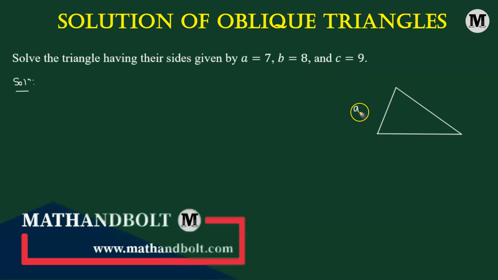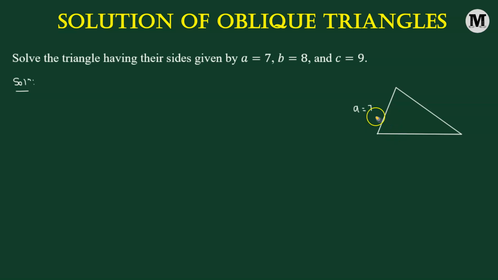Now, let's say we have the shortest side of 7 units, which is denoted by the letter A. Then we have the next side B, which is going to be of 8 units, and we have the third side C, which is going to be of 9 units. Okay, let's also rename the vertices of the triangle.